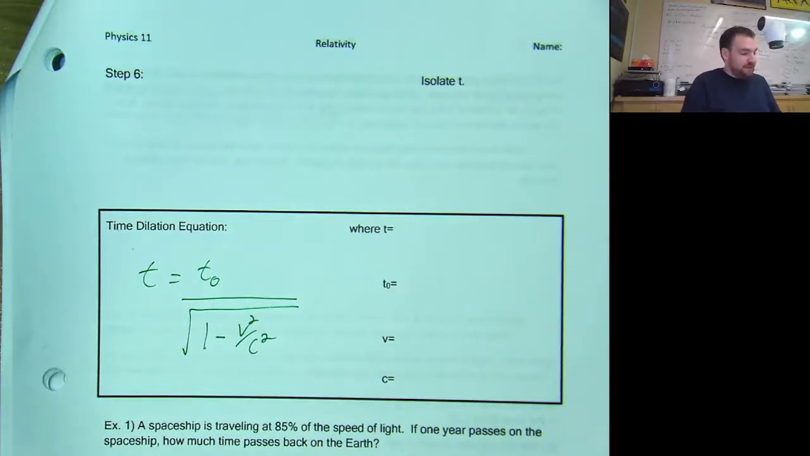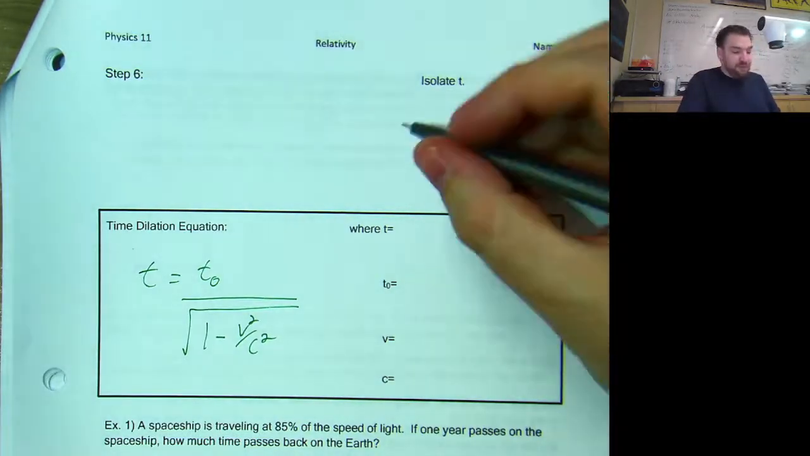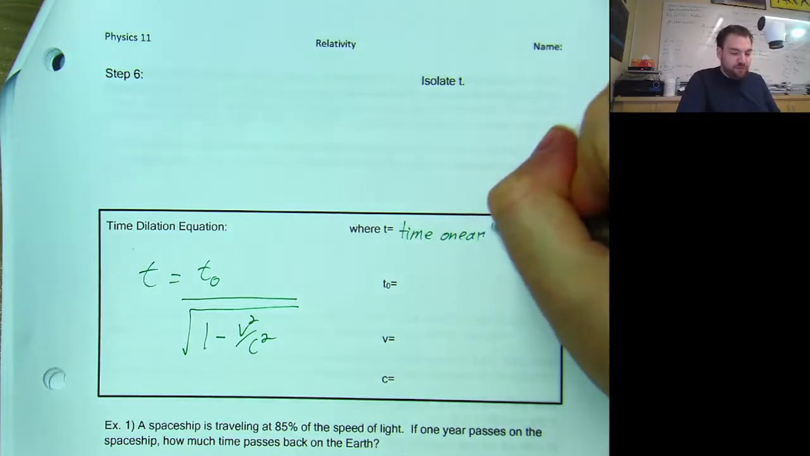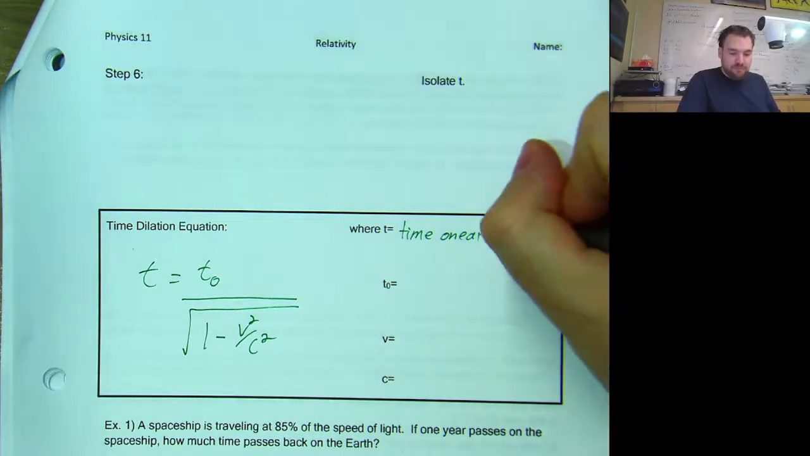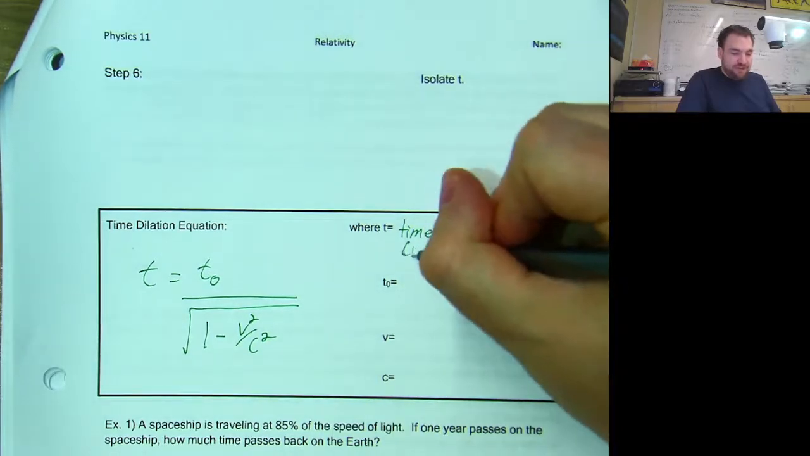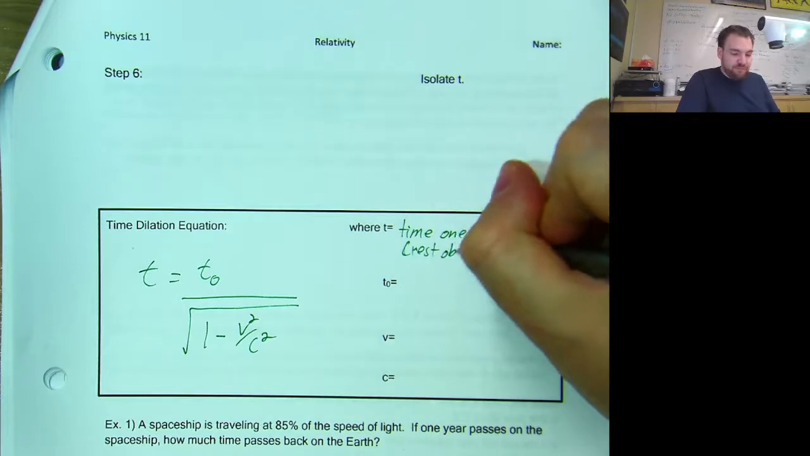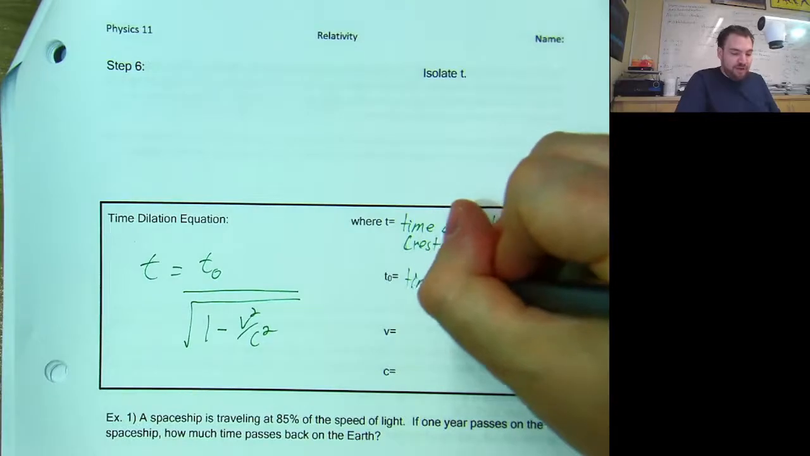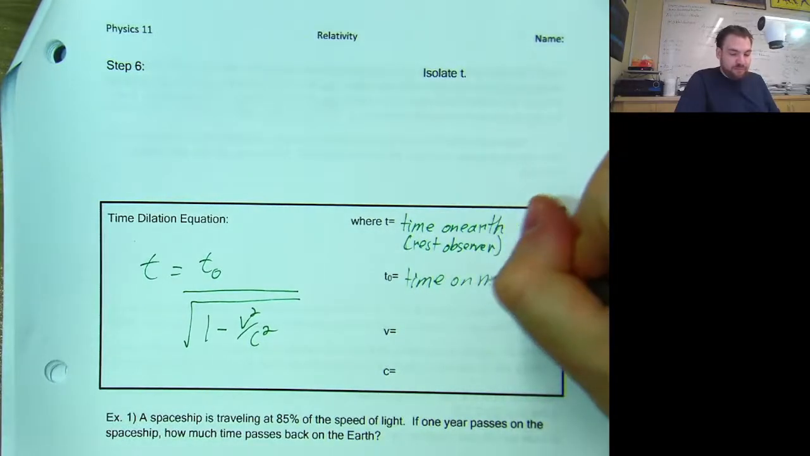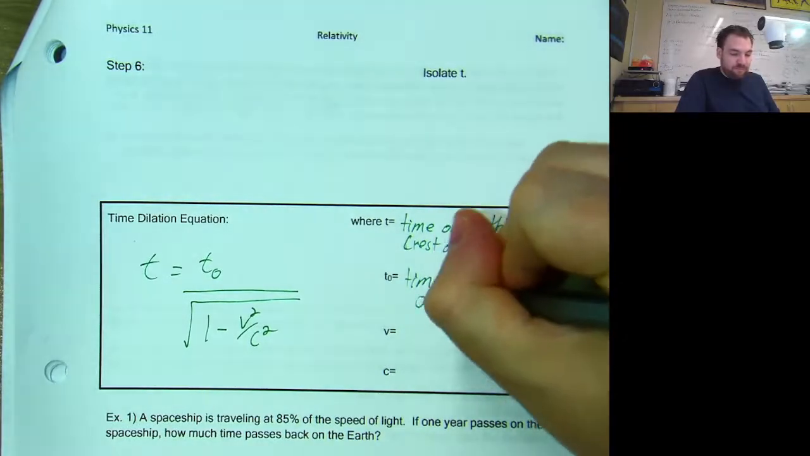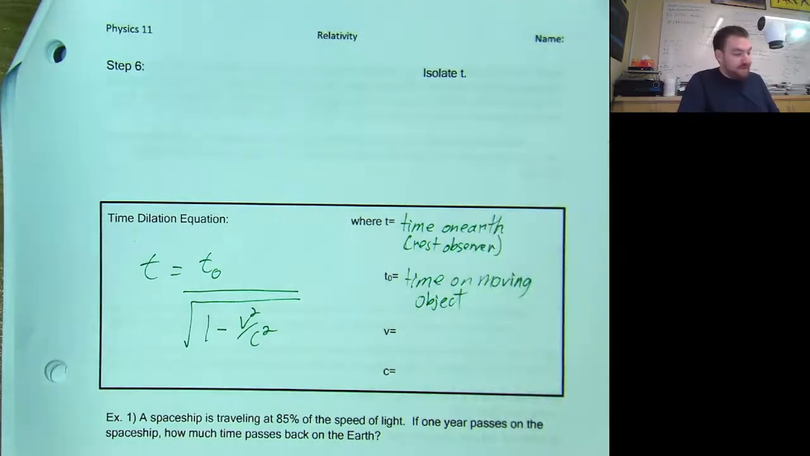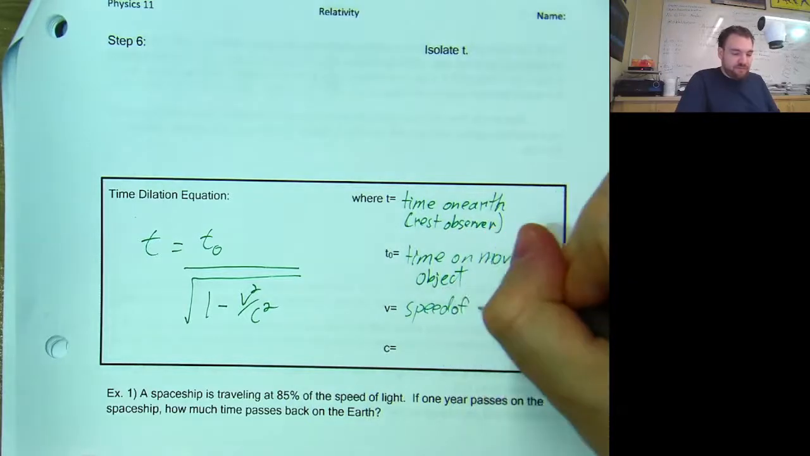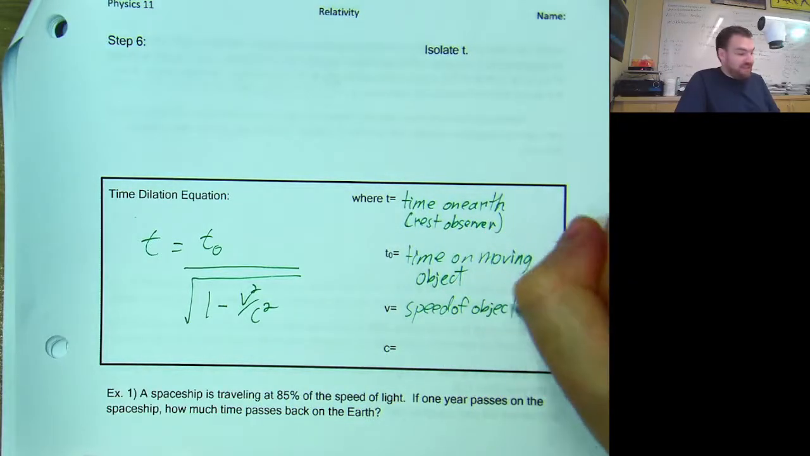Where t is equal to the time on Earth, so this is like the rest observer. T0 is the time on the moving object. V is the speed of the moving object. And c is the speed of light.